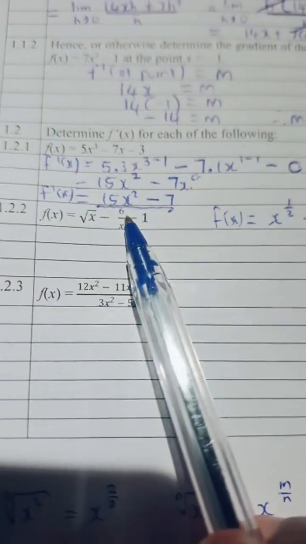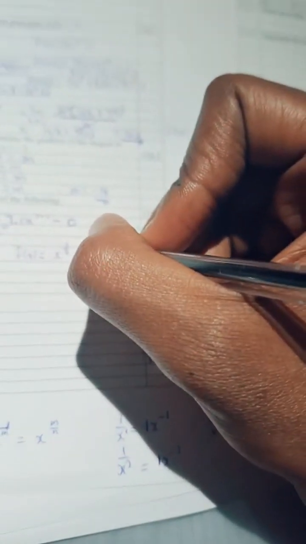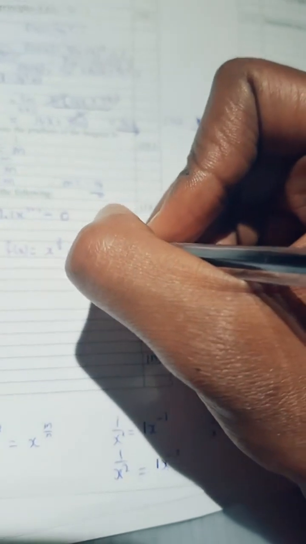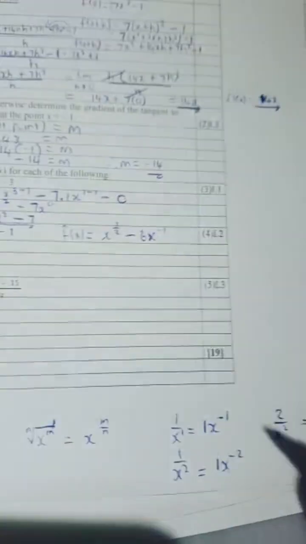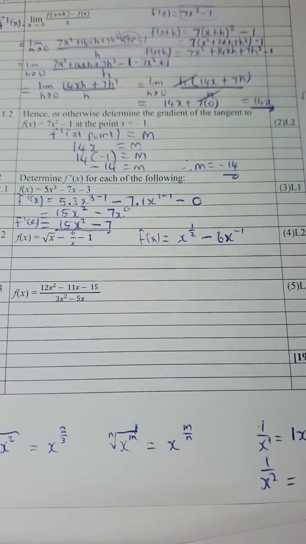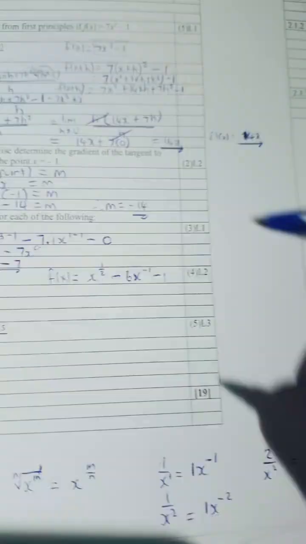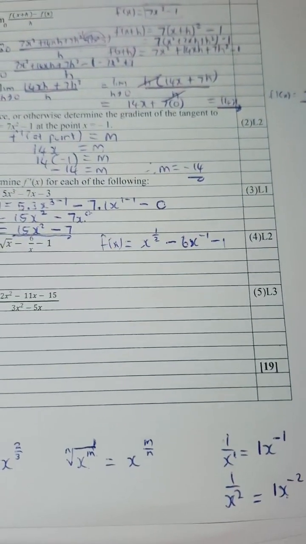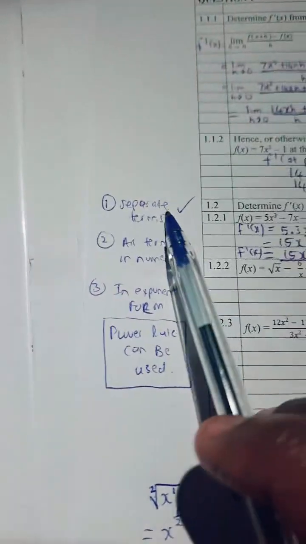So look at 6 over x. What do we have? What do we write it as? 6x to the power what? Negative 1. Do you see? I hope we are hammering together. Okay, then lastly, minus 1. Obviously, minus 1 is minus 1. It's a constant term.